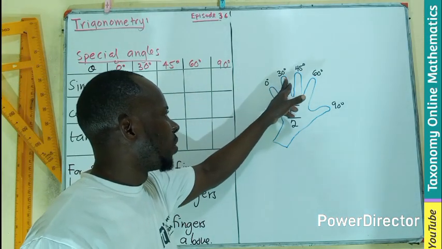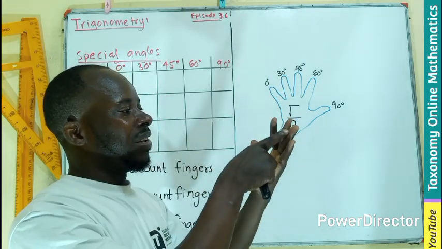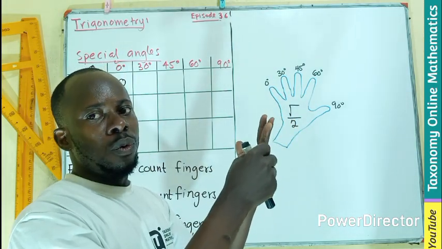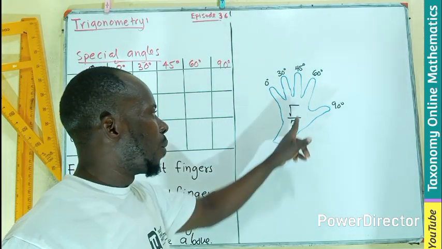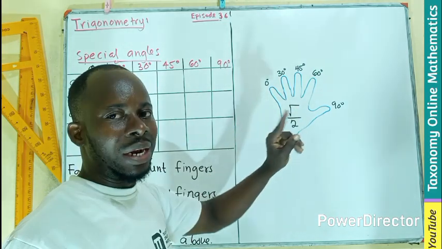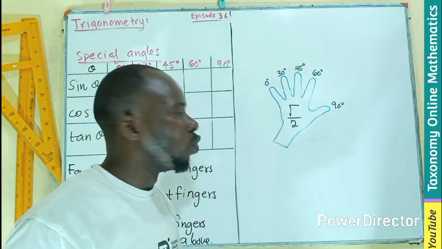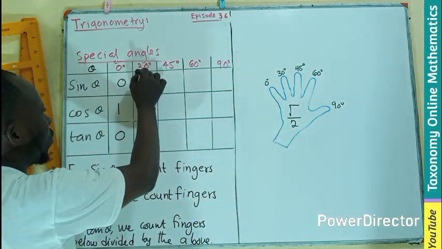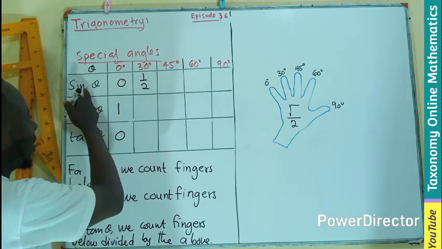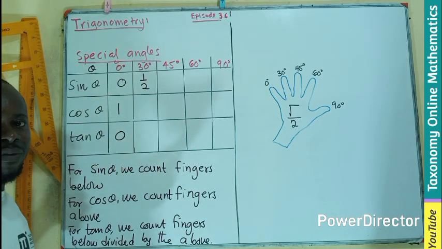Let's go to 30. So this is 30, with 1 finger below. So that 1 finger will be here. So root 1 is 1, and 1 over 2 remains 1 over 2. So sine 30 is 1 over 2.